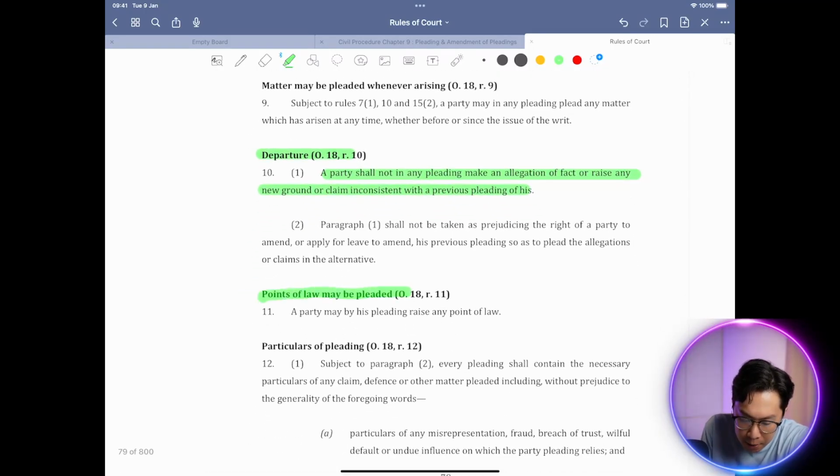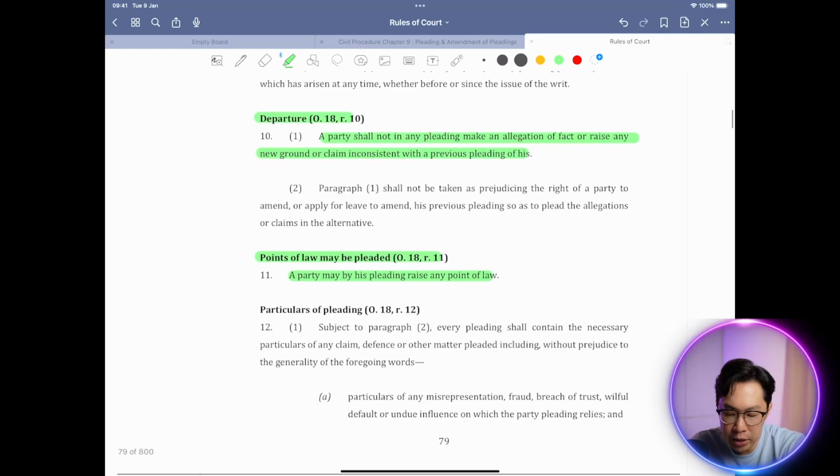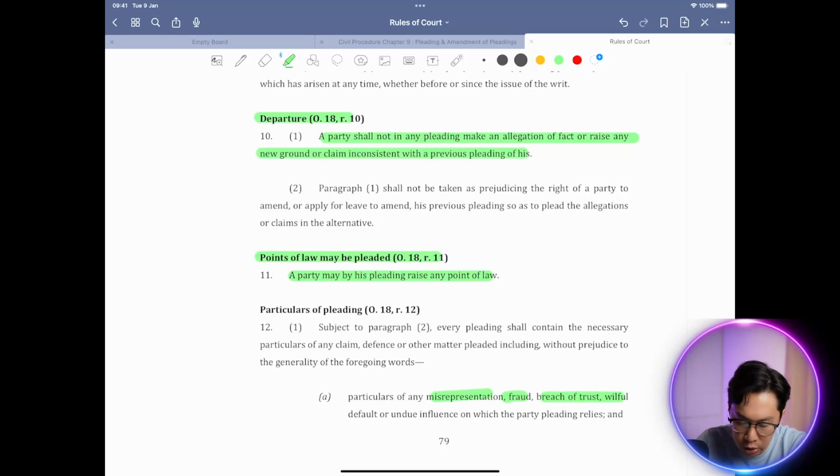Points of law may be pleaded. A party may in pleading raise any points of law. Now we talk about this later on. Okay, general rule, you only plead evidence, facts. All right. Then particulars of pleading. Every pleading shall contain necessary particulars, defense without prejudice, misrepresentation, fraud, breach. Okay, all these things.